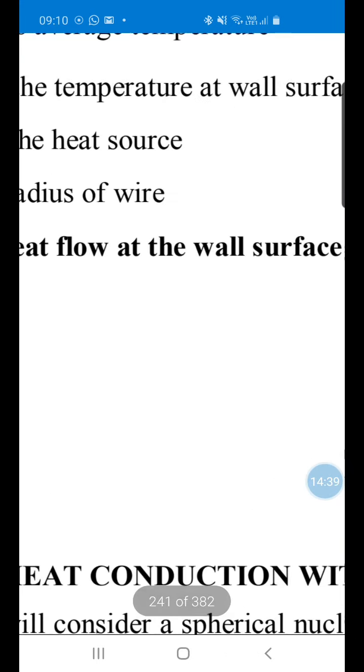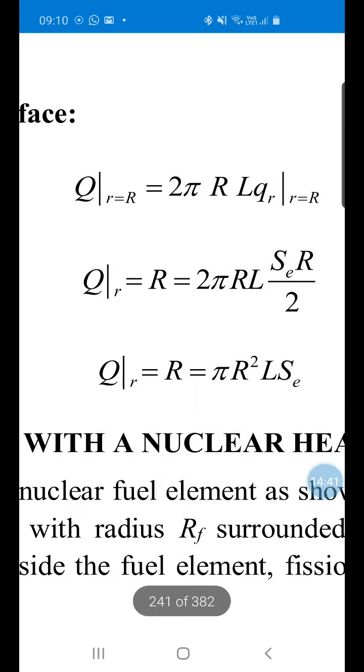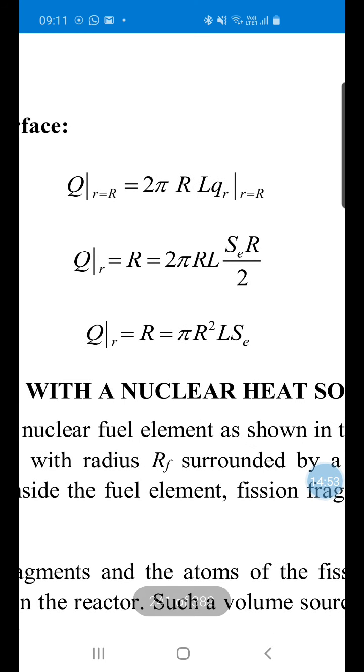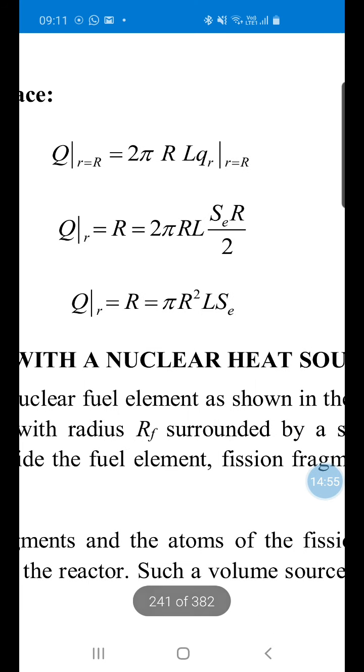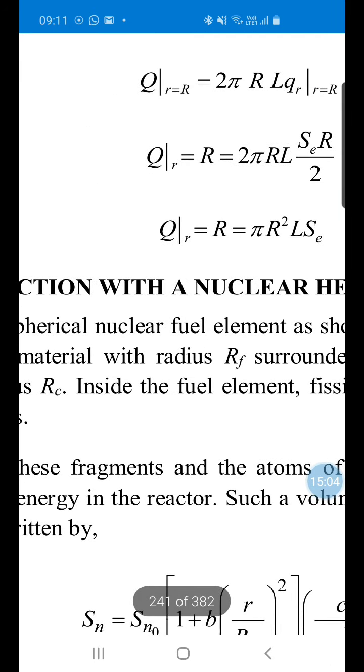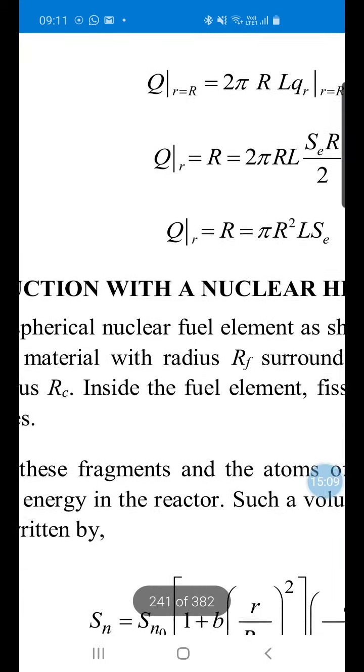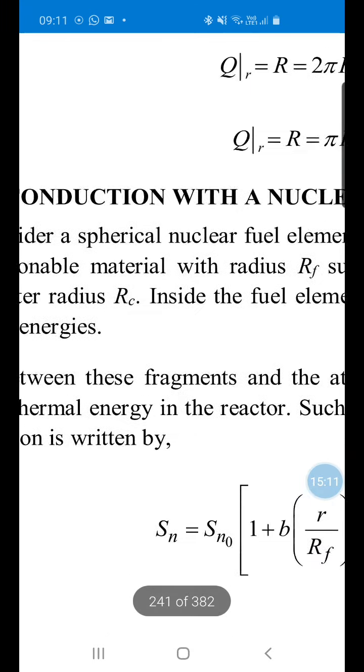Now what will be the heat flow at the wall surface? How is it found? It is found by knowing the value of Qr at r equal to R into circumference 2 pi RL. So multiplying by 2 pi RL into Qr will give you the rate of heat flow, that is equal to Qr at r equal to R, pi R square L into Se. This is how you can find out the maximum temperature, average temperature and heat flow through an electric wire.